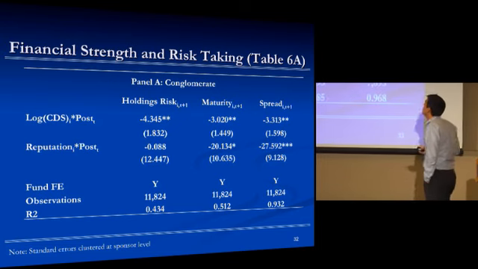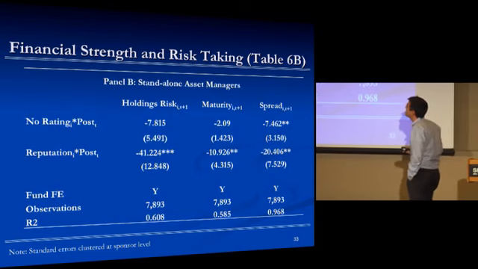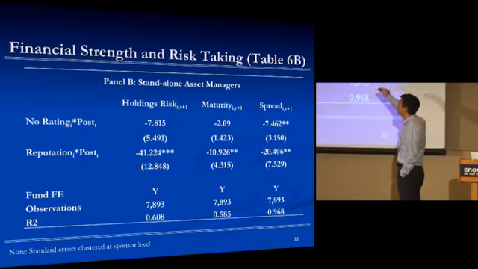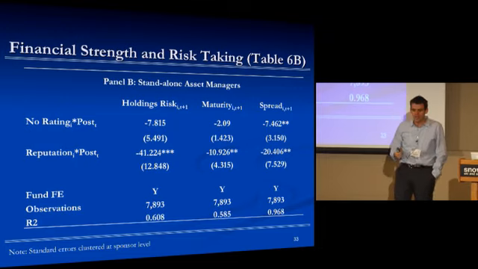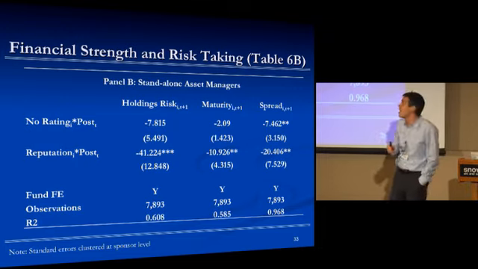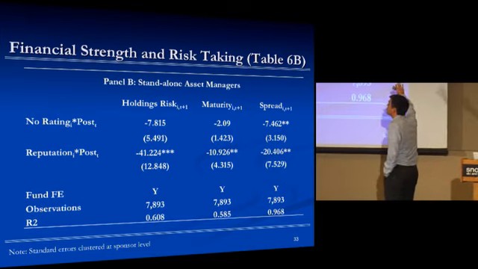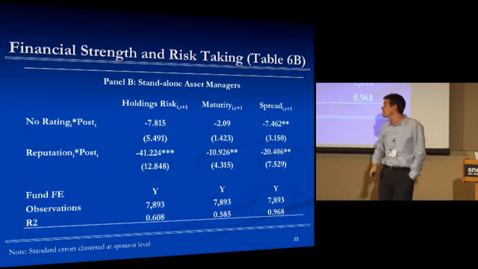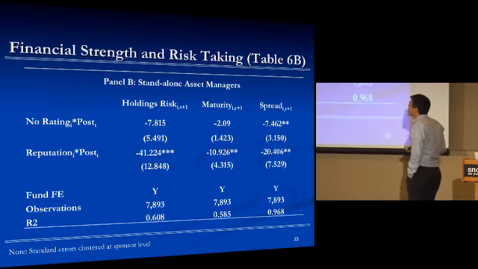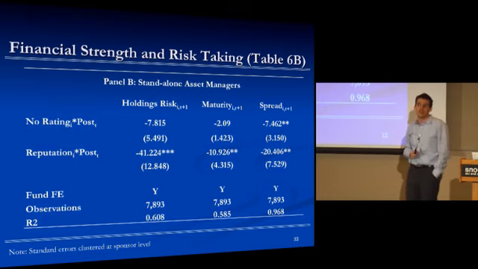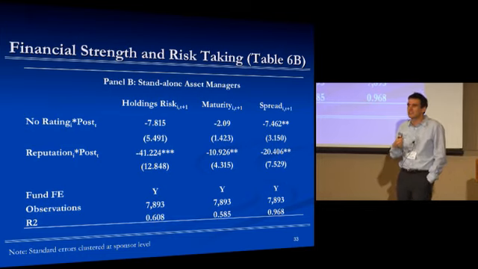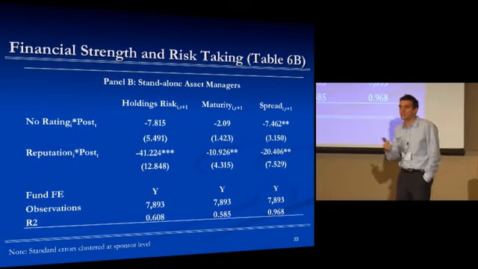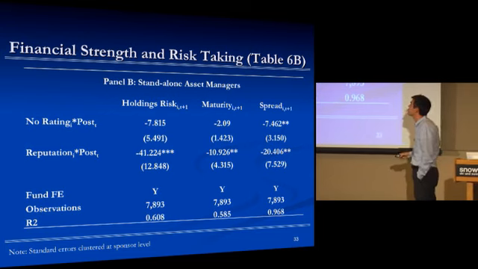When we look at the pure asset managers, what we find is, first of all, the reputation variable works very well, which you would expect because for them, I think we defined it perfectly well, since all the other businesses they have are those other equity funds and bond funds. And the no rating variable works in the same direction, but is usually not statistically significant, which we think makes sense because there's just not that much variation in financial strength for pure asset managers.